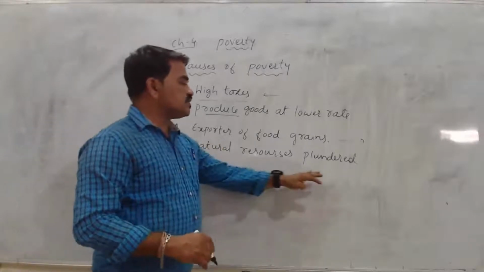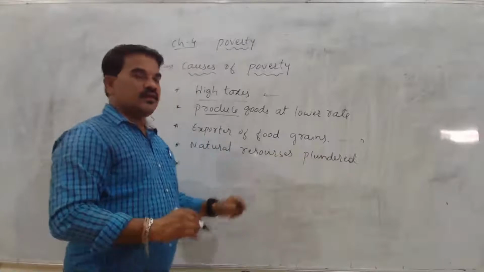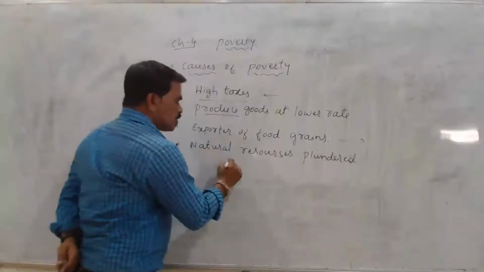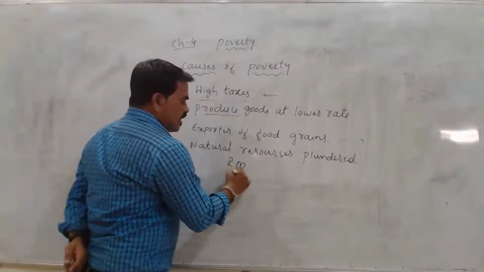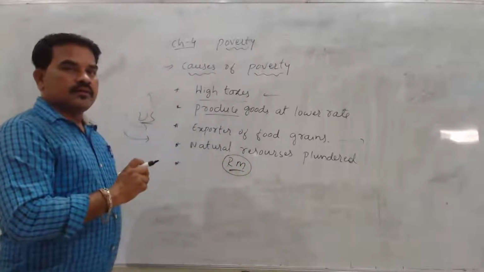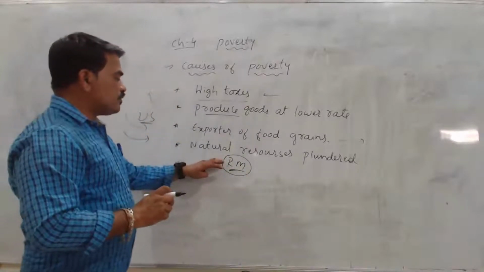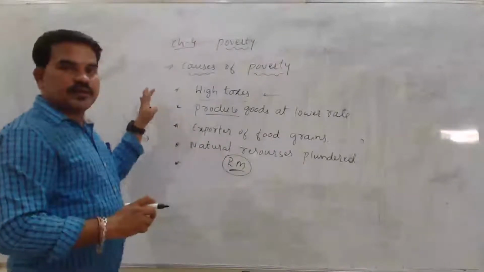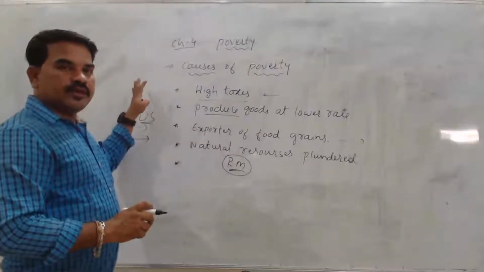And as we know, whatever natural resources we had here, the natural resources were plundered. It means that they treated us as raw material suppliers, and all the natural resources here they took from us and started exporting to the British countries.